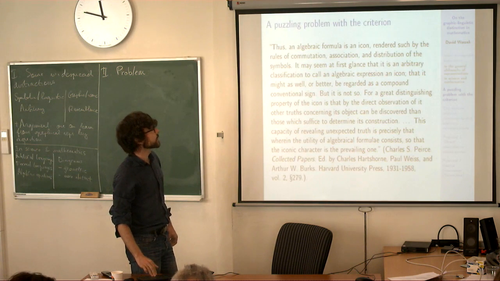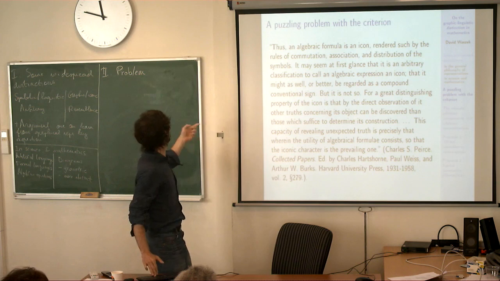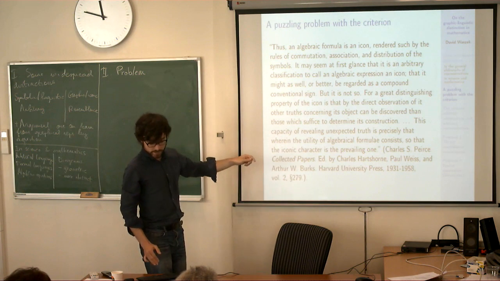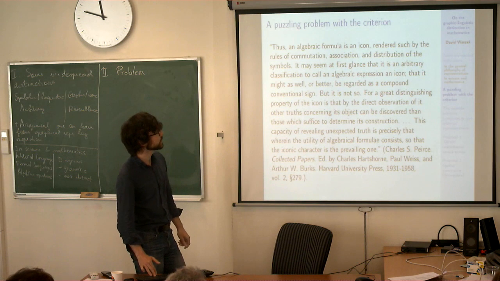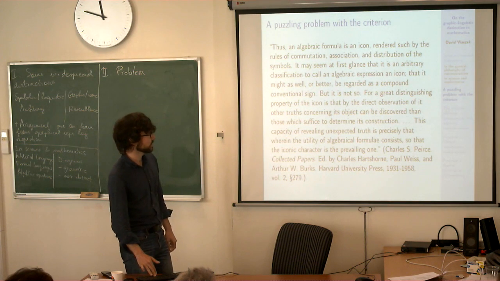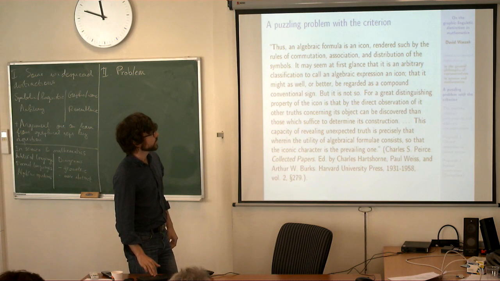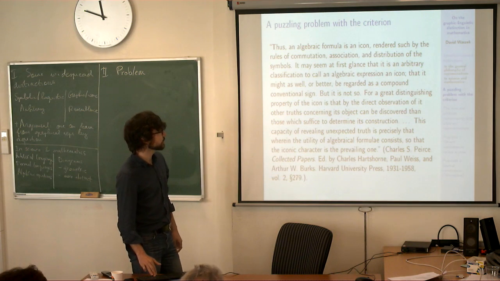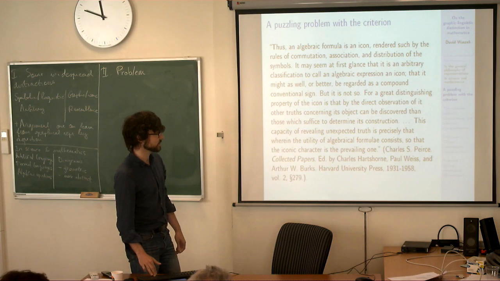This distinction is often attributed to Peirce, and actually he made this observation as well. His terminology was icon versus symbol. And he says, thus, an algebraic formula is an icon, rendered such by the rules of commutation, association, and distribution of the symbols. It may seem at first glance that it is an arbitrary classification to call an algebraic expression an icon, that it might as well, or better, be regarded as a compound conventional sign, or a symbol composed of symbols. But it is not so. For a great distinguishing property of the icon is that by the direct observation of it, other truths concerning its object can be discovered than those which suffice to determine its construction. This capacity of revealing unexpected truth is precisely that wherein the utility of algebraical formulae consists, so that the iconic character is the prevailing one.